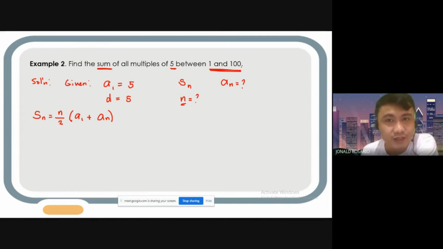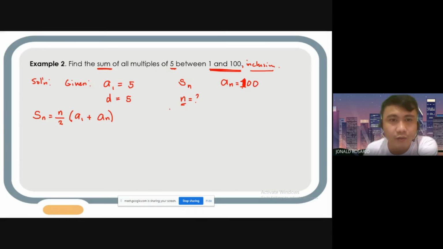Kasama ba si 100? I think dun sa example, dun sa module ninyo, parang may kulang dun sa statement. Kasi they included 100. So, pwede natin ilagay dito, inclusive. Ibig sabihin, kasama si 100. Okay? If that's the case, we can have a sub n as 100. A sub n is 100.